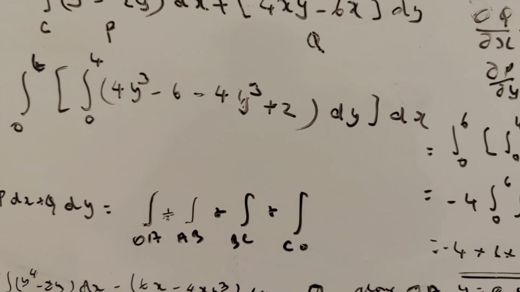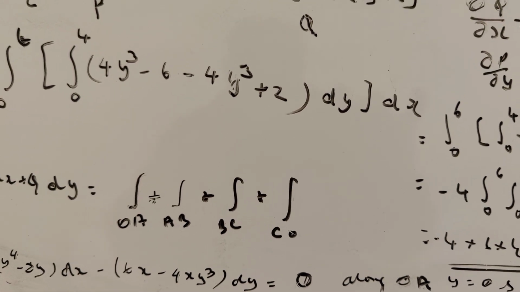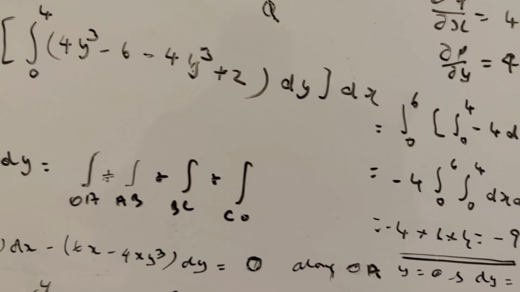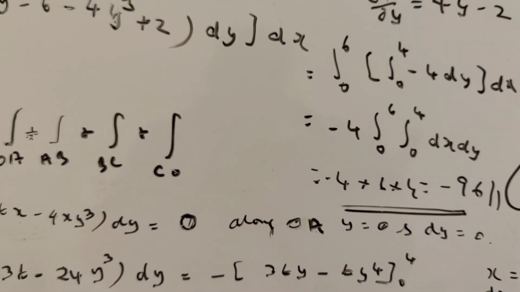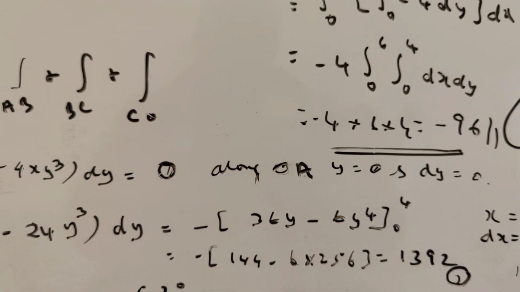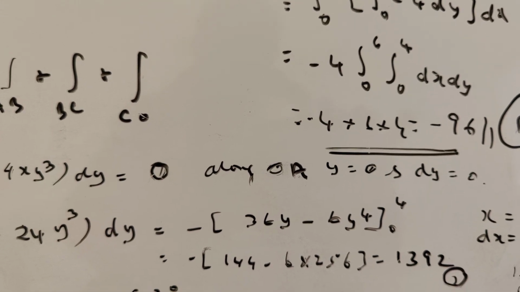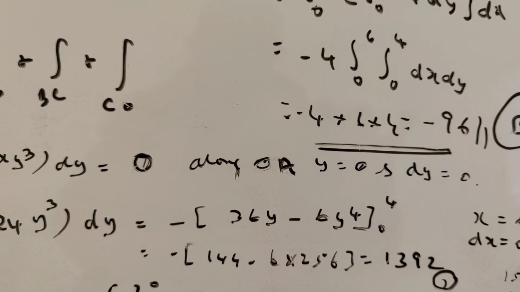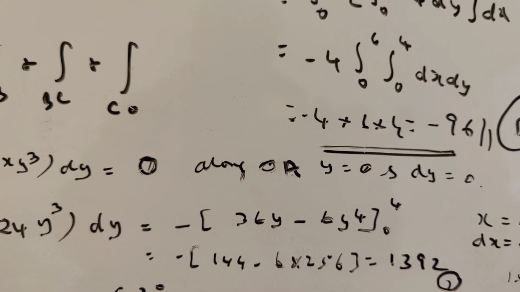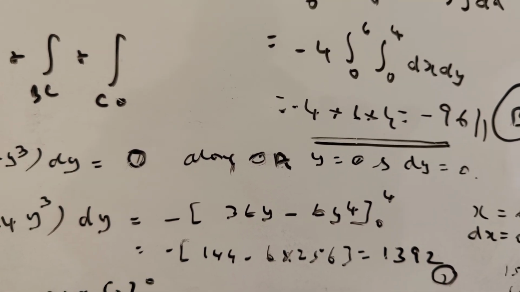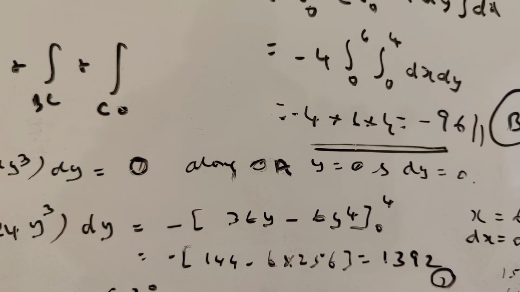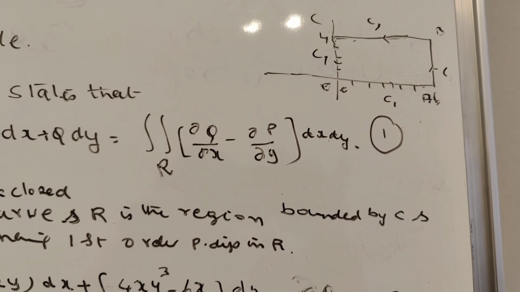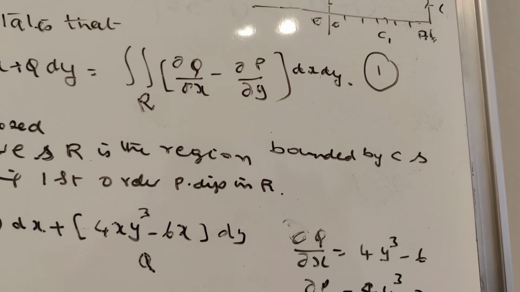Substituting here, it is 4y cubed minus 6 minus 4y cubed plus 2, and on simplification we get minus 4 into the double integral, where the double integral runs from 0 to 6 for x and 0 to 4 for y, of dx dy. The double integral of dx dy is nothing but the area of the figure in the problem. Here the figure is a rectangle, so naturally the area will be 6 into 4, which is 24 units.